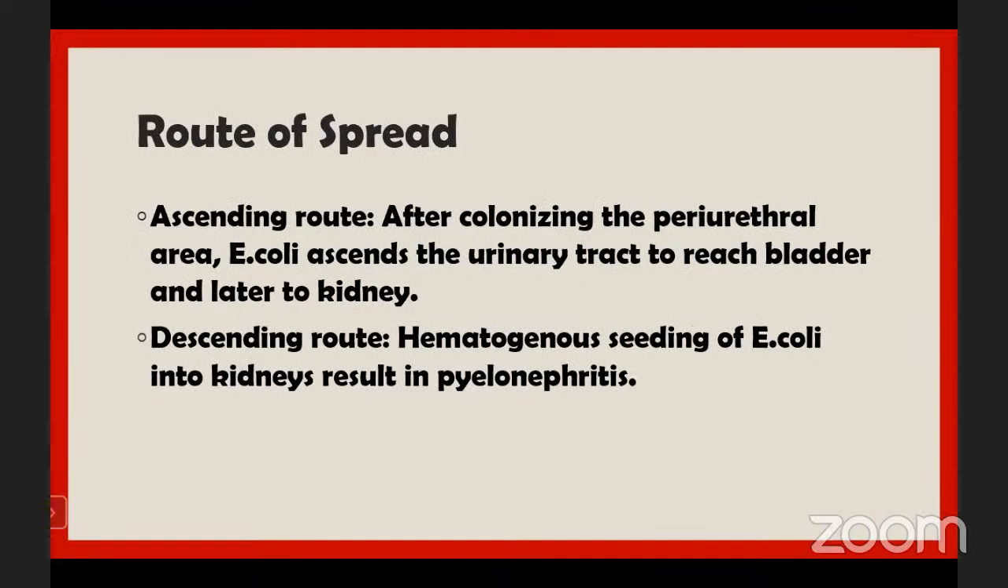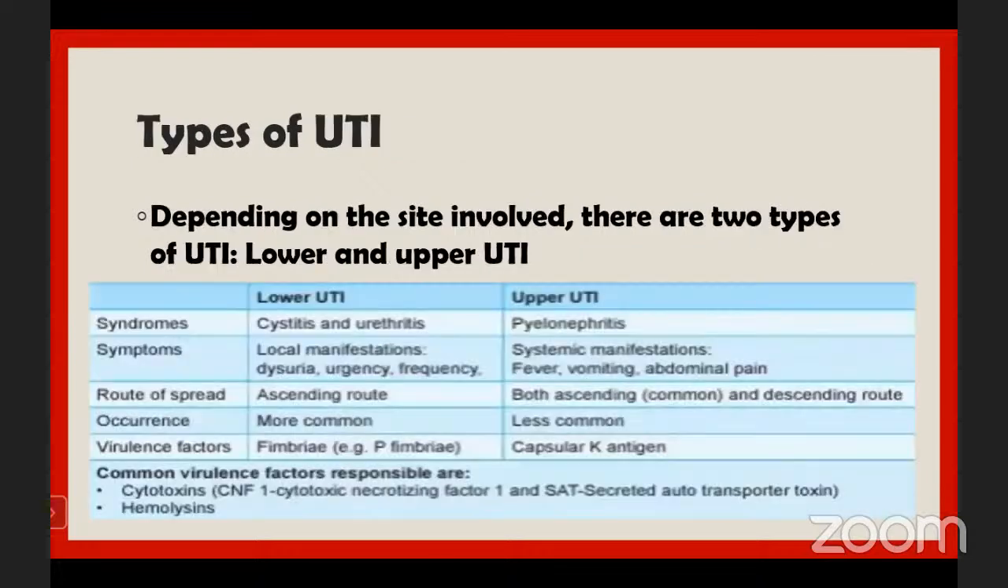Route of spread: ascending spread. After colonizing the periurethral area, this E. coli will ascend into the urinary tract. From the urinary tract, it will reach the bladder. From the bladder, later it will reach the kidney. Through this way, the ascending route is spread. Next one is the descending route. In the descending route, hematogenous seeding of E. coli into the kidney will result in inflammation of the kidney.